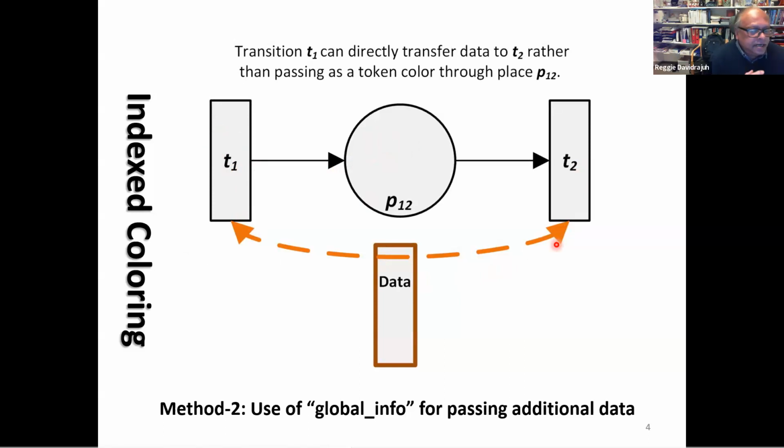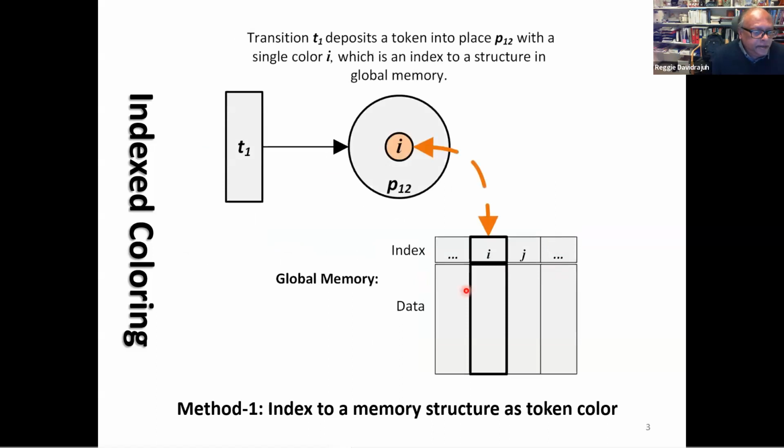So that is the second technique. There are two techniques, basically index coloring. The first one is indexed memory. Don't put the whole data into tokens, only the address of memory as a token color.